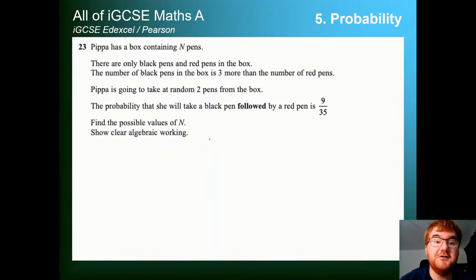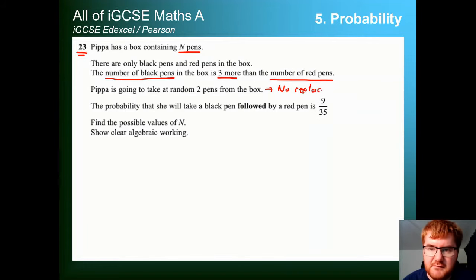And on to this question 23, which you know is going to be a hard one when you get to those high numbers. So Pippa has a box containing n pens, only black and red in the box, and the number of black pens is 3 more than the number of red pens. Pippa's going to take random 2 pens from the box. Notice no replacement here, so that's important to realise. And we're given the fact that the probability she will take a black pen followed by a red pen is equal to 9 over 35. So black followed by red only is 9 over 35.